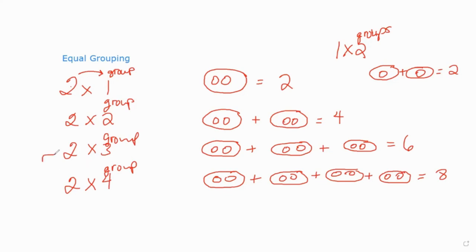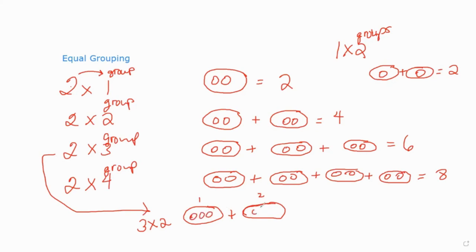Like for this one, let's do 3 groups of 2, so you can see what I'm doing. 3 groups of 2, that's 3 times 2. Or, sorry, let's do 2 groups of 3. Even though sometimes you can switch back and forth, I'm going to try to stay consistent with what I said. So 2 groups, that's group 1, that's group 2, of 3 circles. And then you get 6. So 2 times 3 is 6. And also 3 times 2 is 6.